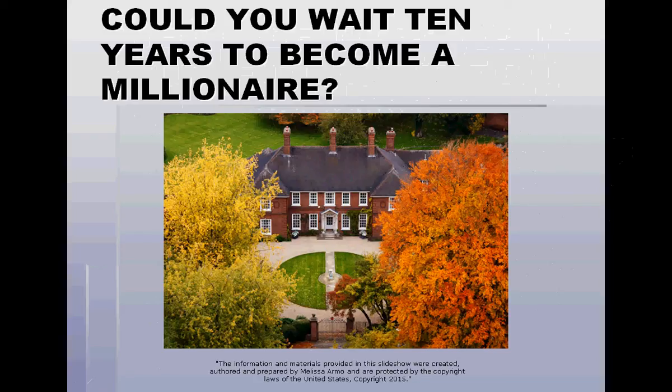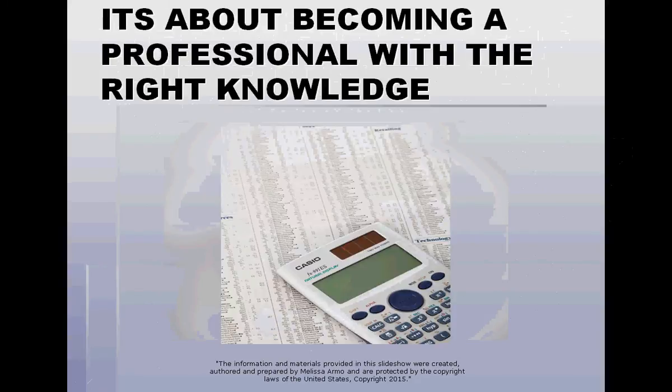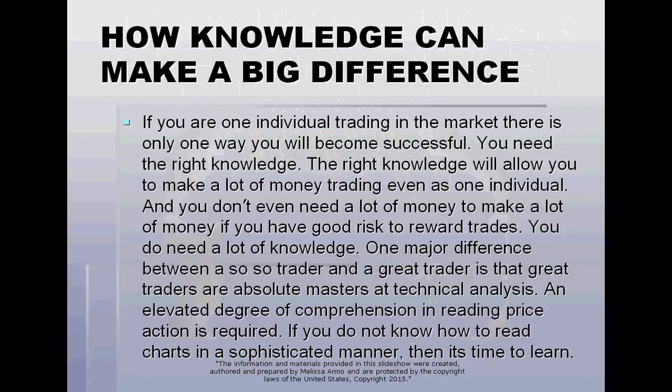It's about learning what to do and being patient in reference to understanding it so you can get to that point. Because the fact is that traders who make millions of dollars are masters at reading charts, and that's really how they do it. So it's about becoming a professional with the right knowledge, again, which is analyzing the price. If you are one individual trading in the market, there is only one way you will become successful. You need the right knowledge, and the right knowledge will allow you to make a lot of money trading even as one individual. And you don't even need a lot of money to make a lot of money if you have good risk-reward trades. Just like I showed you that SPY trade from yesterday, that was a great risk-reward trade.